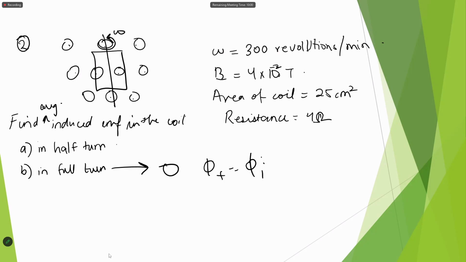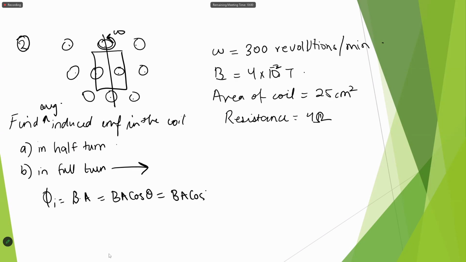Yes, miss. So, okay, let's do the half turn. You will understand a little bit better. Let's do the half turn. So for the half turn, let's do flux initial. Flux initial is going to be B dot A. We know that it is BA cosine of the angle. And at the beginning the angle between the area vector and the magnetic field vector is 0. So we will say BA cosine 0, which is equal to BA.